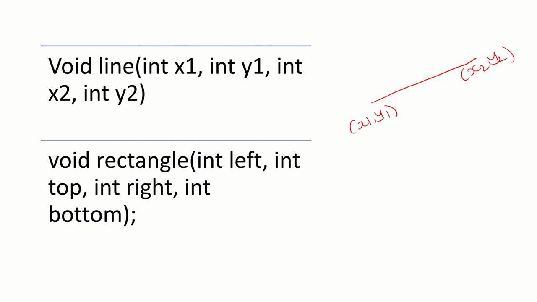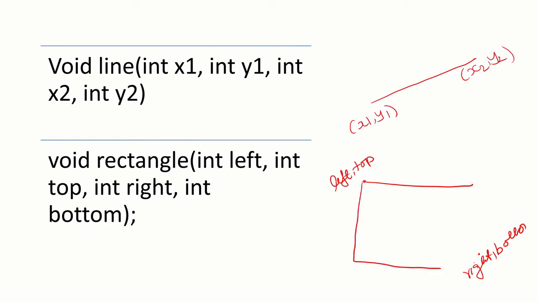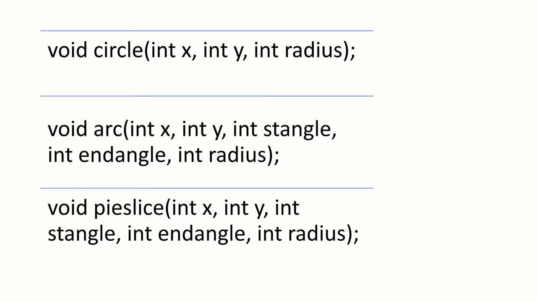The next one is rectangle. The rectangle command is going to generate a rectangle given the int left, top, and right, bottom. So this point you consider as left, top, and this may be right, bottom. It generates a rectangle by taking these two diagonal entries. This is the rectangle command.